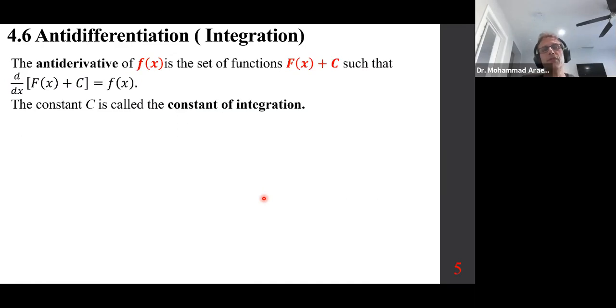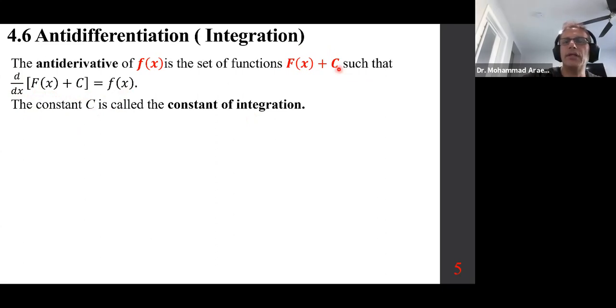The antiderivative of f of x is the set of functions. It's a family of functions, class: capital F of x plus c, such that the derivative of capital F of x plus c is lowercase f of x. C is the constant of integration.